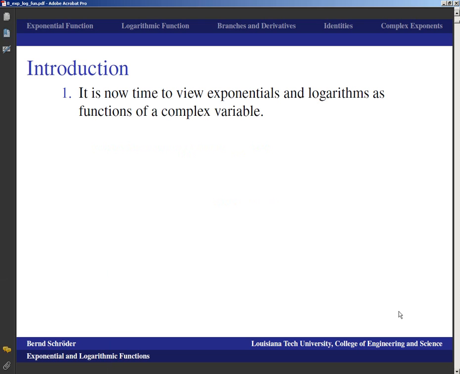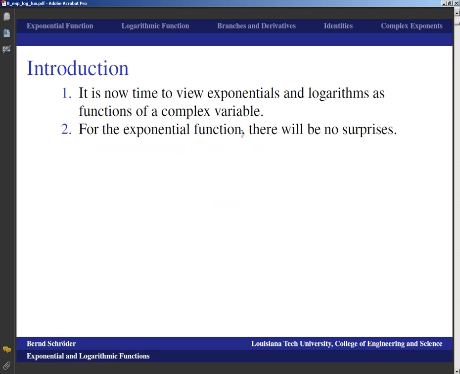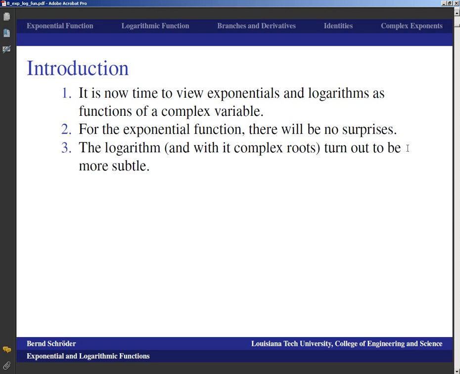So we want to talk about exponentials and logarithms, and we want to talk about them as functions of a complex variable rather than a real variable. For the exponential function, there will be no surprises because in our investigation of the polar form of complex numbers, we essentially already have introduced the complex exponential. For the logarithm, however, and with it also complex roots, there will be a couple of more subtle things that we have to think about.